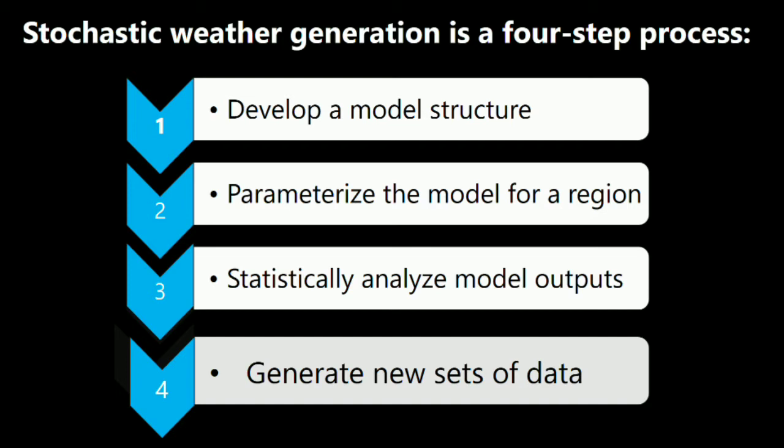The second step is we parameterize the model for a location or a region using the historical weather observations. The third step is statistically analyzing the model output to ensure that there is an adequate representation of the historical weather record. And finally, in the fourth step, we generate new sets of data that represent weather patterns for the location or region of our interest.